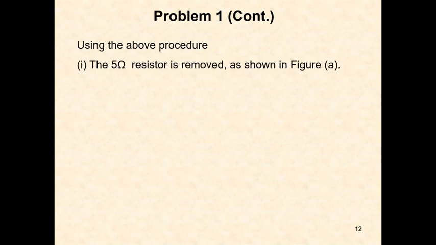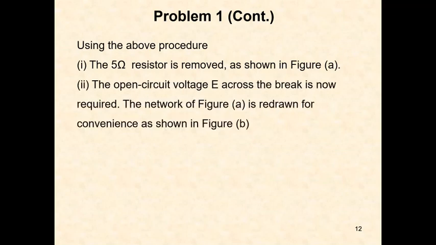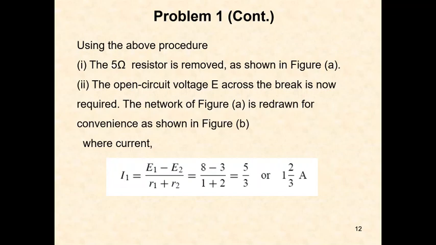The 5 ohm resistor is removed as shown in the figure. The open circuit voltage E across the break is now required. The network of figure A is redrawn for convenience as figure B. I1 is equal to E1 minus E2 by R1 plus R2, that is 8 minus 3 by 1 plus 2, that is 5 by 3 amperes.